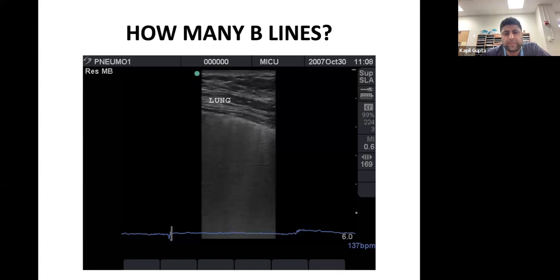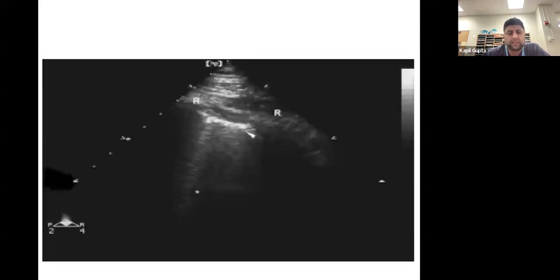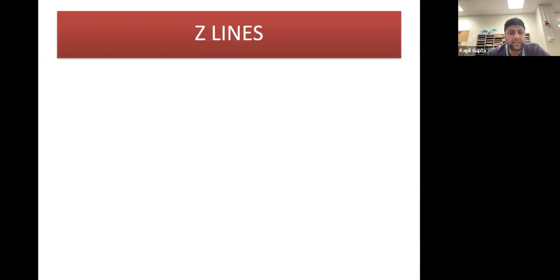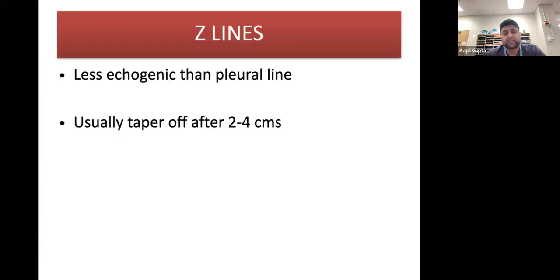So how many B lines can we see in this picture? There are none actually. Again, in this picture, there's no B line. Why? These are known as Z lines. It's important to differentiate them from the B lines.